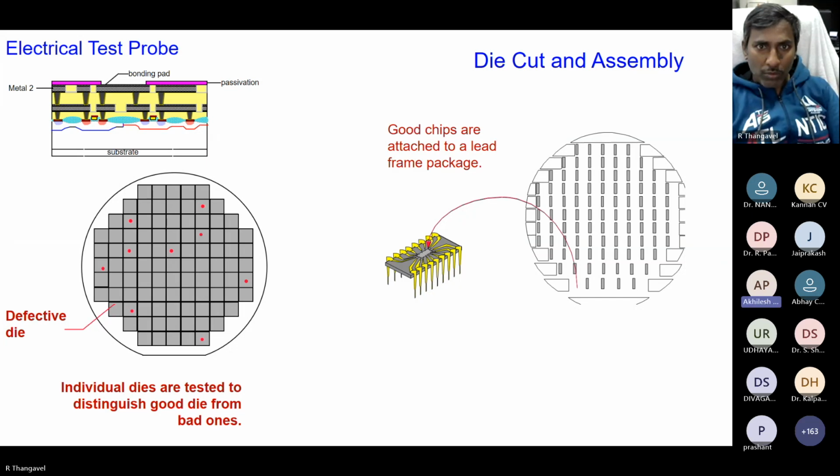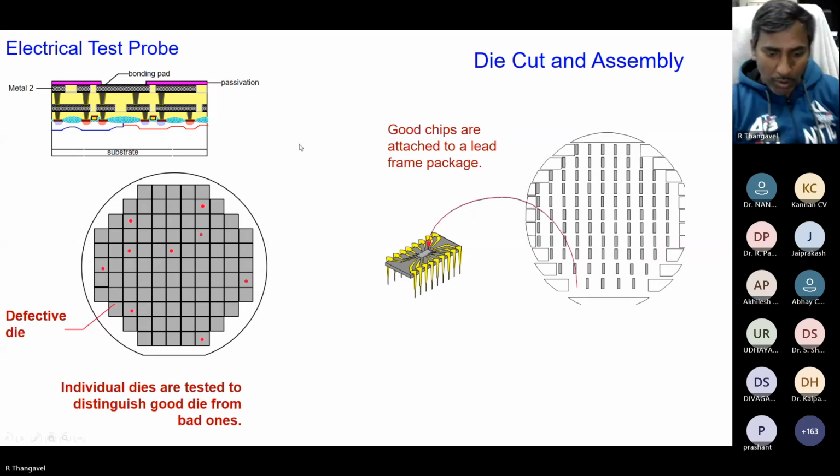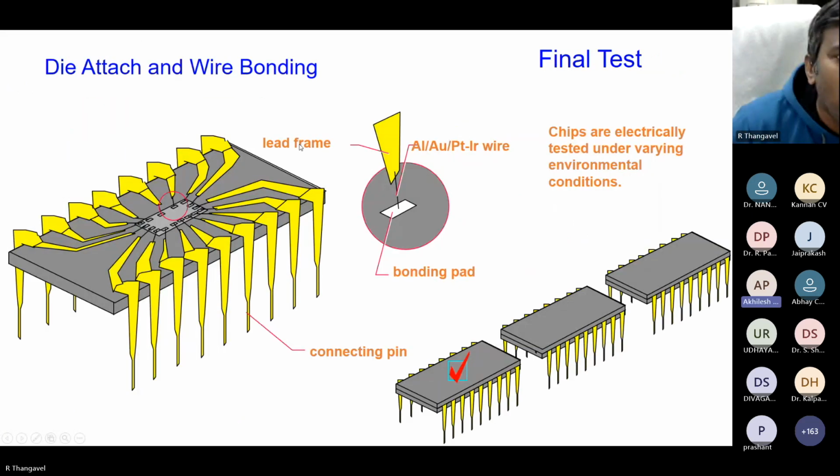Then in the assembly, what happens? The die is wire bonded. In wire bonding, several wires are bonded and connected to the pins. After connecting, final testing will be there, and chips are electrically tested under various environmental conditions. Then they are used for various applications.